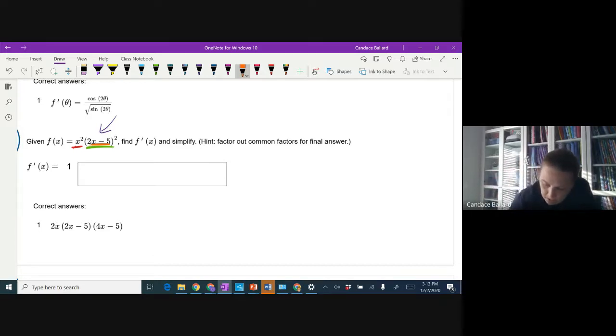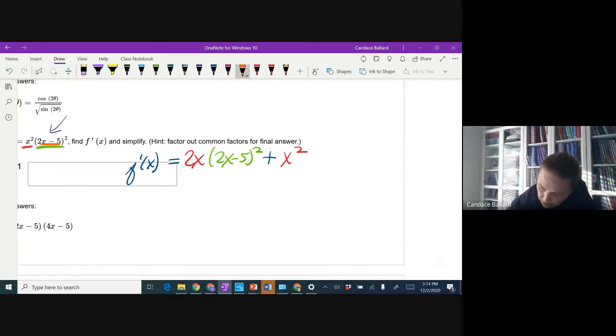So we're going to take this derivative, and good news is it's only the first derivative. f prime of x equals, so I'm going to take the derivative of the red, so 2x. Leave the green the way it is, (2x minus 5) squared. And then put a plus sign. Keep the red the way it is, so just x squared. Now I've got to do my good old chain rule.